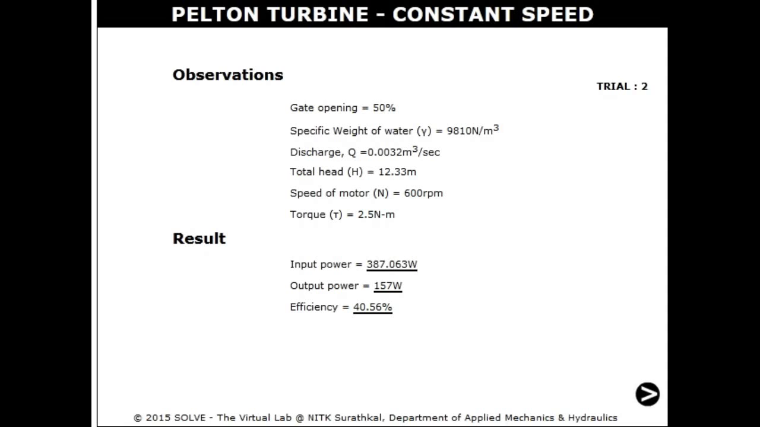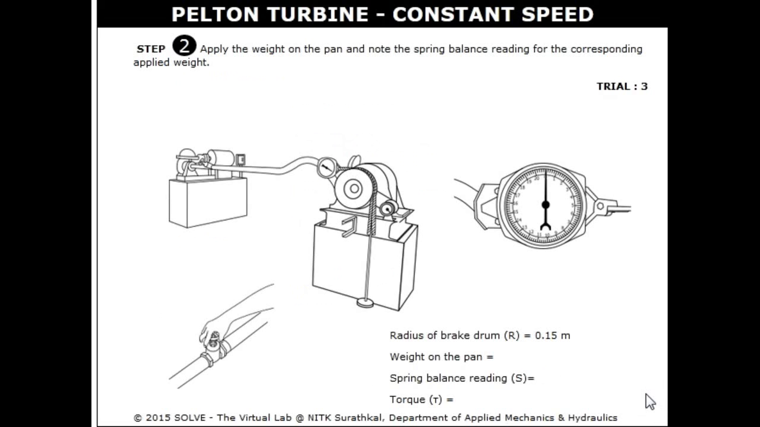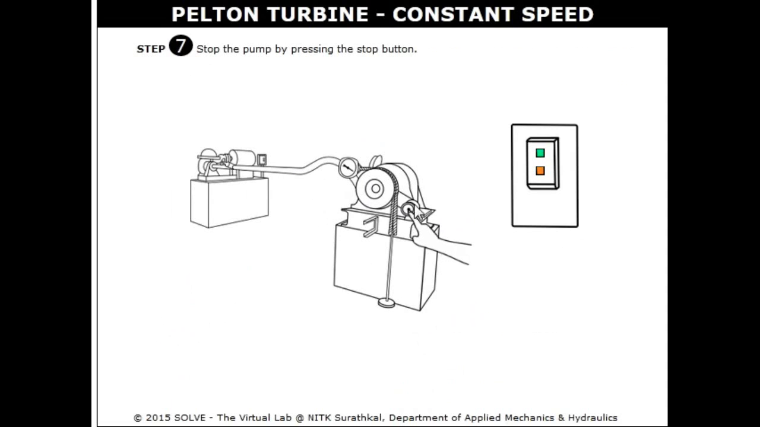Yes, for the second trial, the efficiency is 40.56. Earlier it was 39. There is an improvement in efficiency, only 1% improvement. This is the third trial. Similarly, please continue with all the trials so that we can directly move on to the graphs or performance characteristics. After the third reading, the last step is to stop the pump by pressing the stop button.